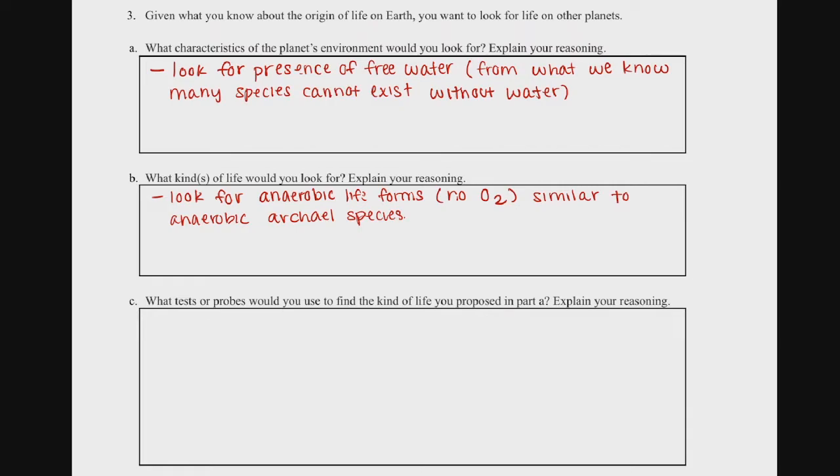Yes, pretty much. From what we know in the galaxy that we have searched, no other planet right now has oxygen. It's not the dominant gas form. It's only on Earth that we're finding that. So that's why we're looking specifically for anaerobic species, because there's no oxygen on those other planets. Correct.